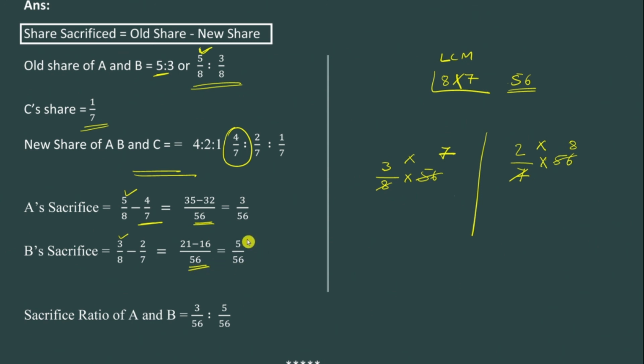So that's how you calculate A's sacrifice and B's sacrifice. Now the next and last step is to show the sacrificing ratio of A and B. To find the sacrificing ratio, take the shares sacrificed calculated in this step, 3/56 and 5/56. Both the denominators are equal, so you can write the sacrificing ratio as 3:5. That's it. This is how you solve this problem.